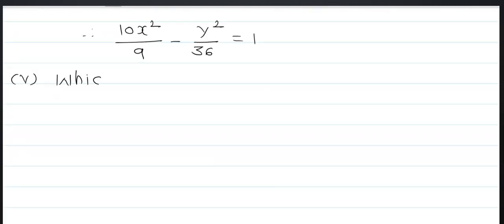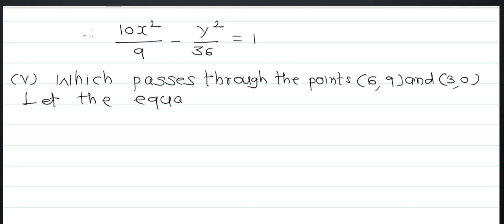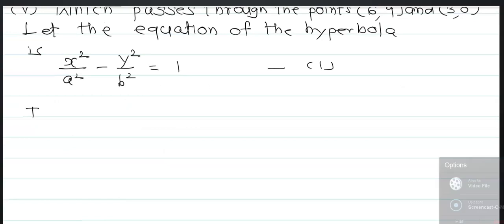Fifth one, which passes through the points (6, 9) and (3, 0). Let the equation of the hyperbola be x square upon a square minus y square upon b square equals 1. It passes through the points (6, 9) and (3, 0). Therefore, it satisfies that equation.